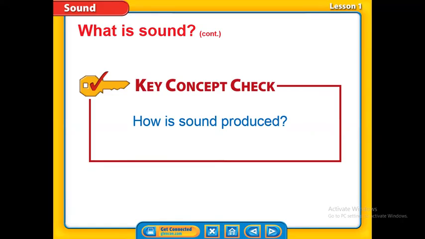So how is sound produced? This is a very important question. It's produced when the object that causes the sound to happen vibrates, like the string of the guitar, or like the skin of a drum. When we hit the skin of a drum, it also starts vibrating, which causes the sound to be produced.